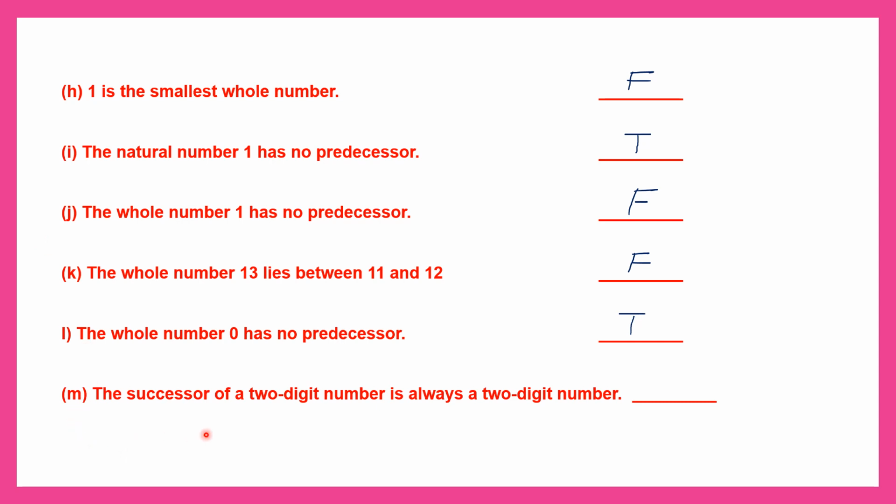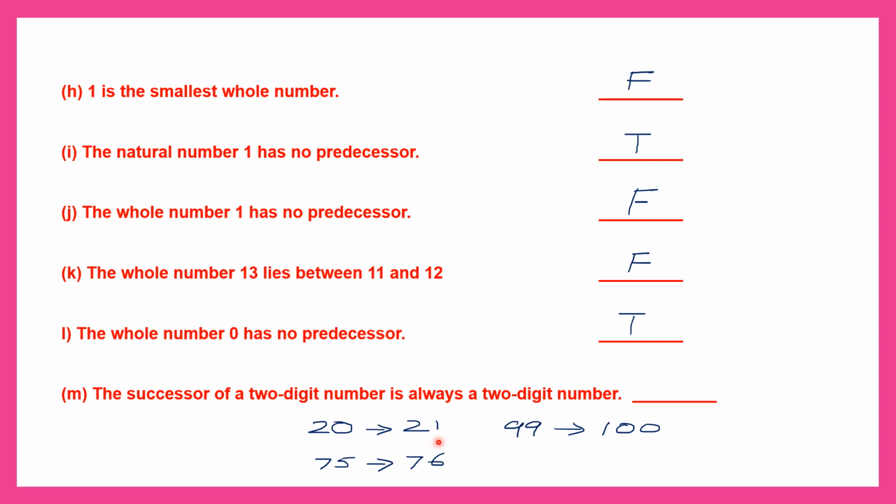Next one, the successor of a two-digit number is always a two-digit number. Now let's take a few examples and see. Now, if I take a two-digit number, what are all two-digit numbers? Starting from 10 up to 99. Now what is the successor of 20? 21. Now take say 75. What is the successor of 75? 76. Now let's take 99. What is the successor of 99? 100.